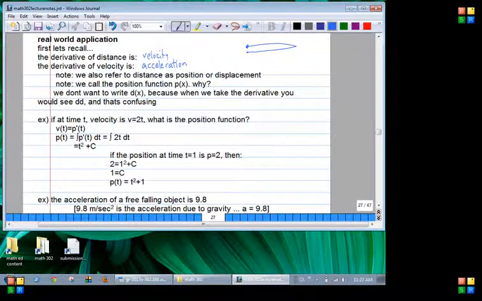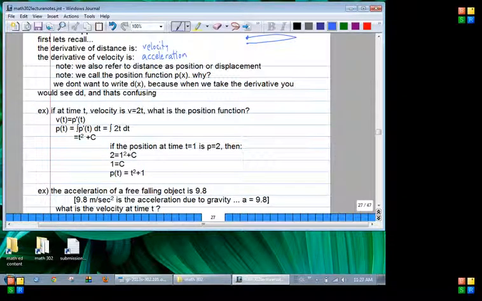Okay. So there you go. Once we know that, and we refer to position as p, velocity as v, and acceleration as a, because we're very clever, what's the velocity at time t? So what do you have to do?